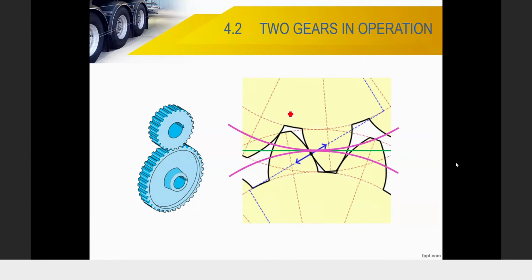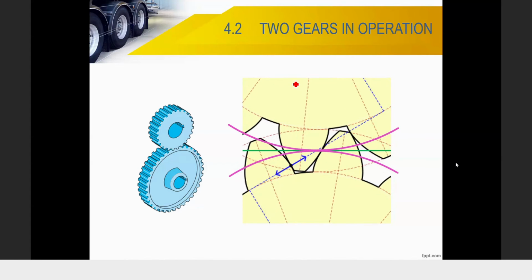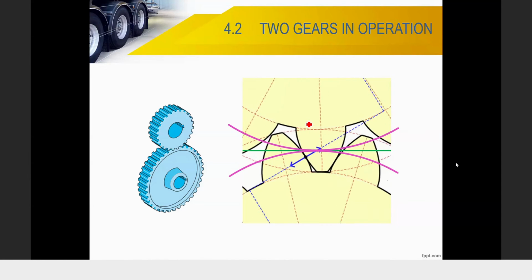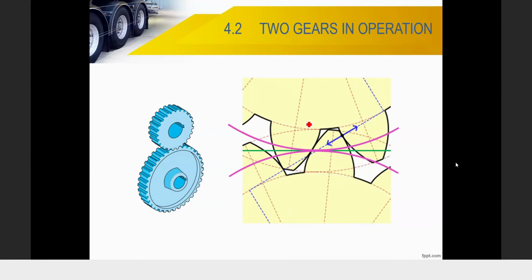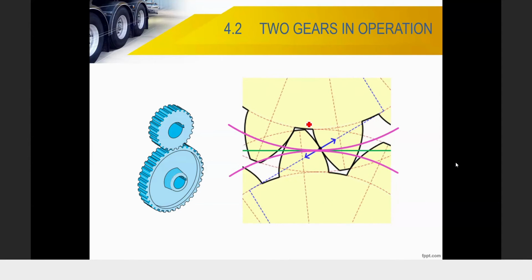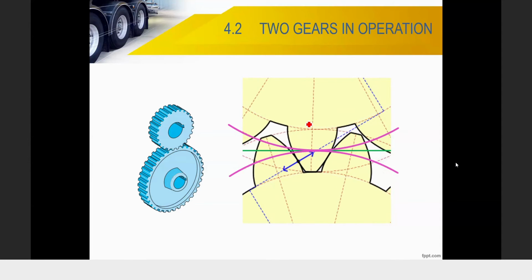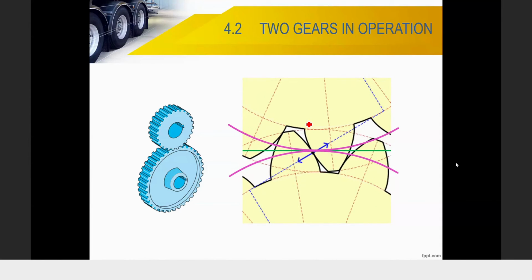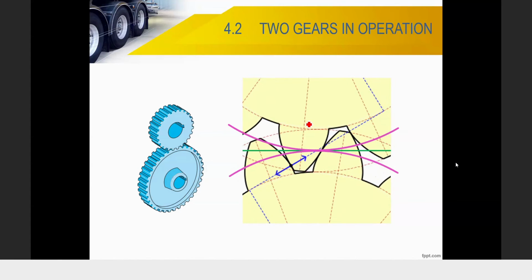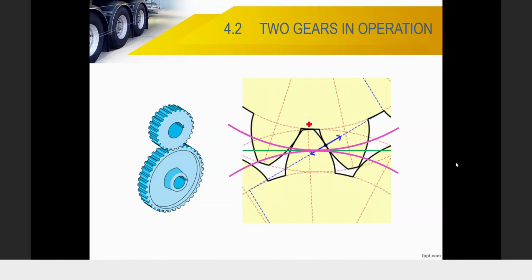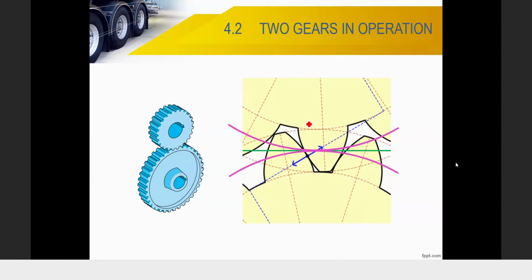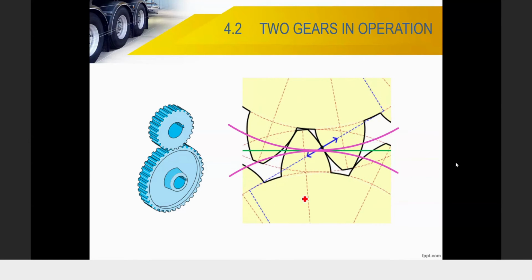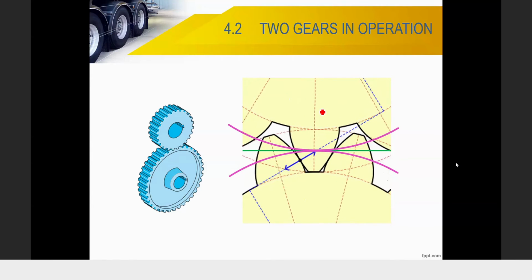In this animation, this image, the bottom one and the top one, which one is the drive? Which one is driven? Based on this animation, which one drives? Which one is driven? Top driven, sir. Which one drives? The one connected to the motor. The bottom is driving. The top one is driven.